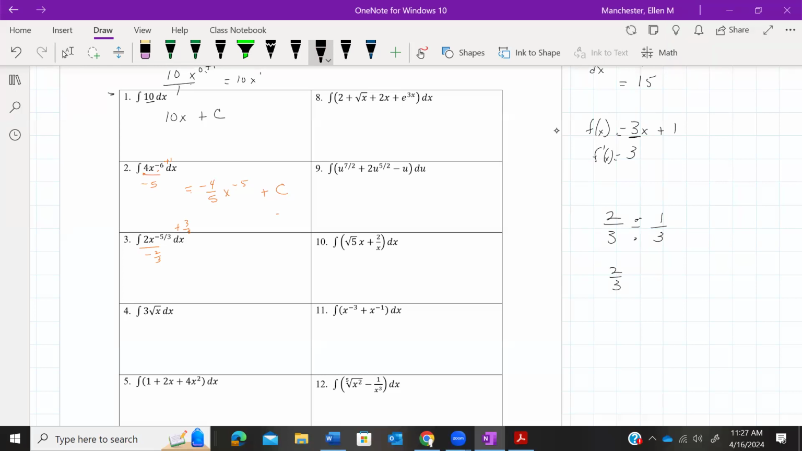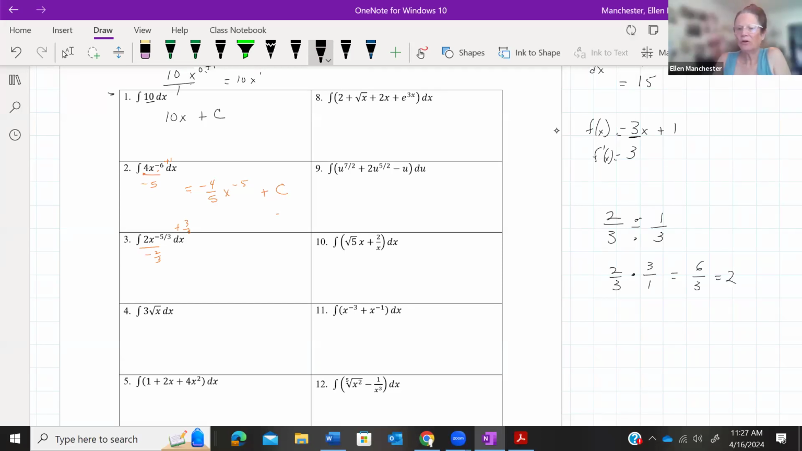Don't you remember? Flip it, 3 on top? Yeah, you flip it over and then multiply, right? And then you can either multiply straight across and then reduce, or what I do is I cross cancel. Any top with any bottom, if I can reduce it, I do it ahead of time. So 3 goes into itself once, 3 goes into itself once, and then 2 times 1 is 2, 1 times 1 is 1, so it's just 2.